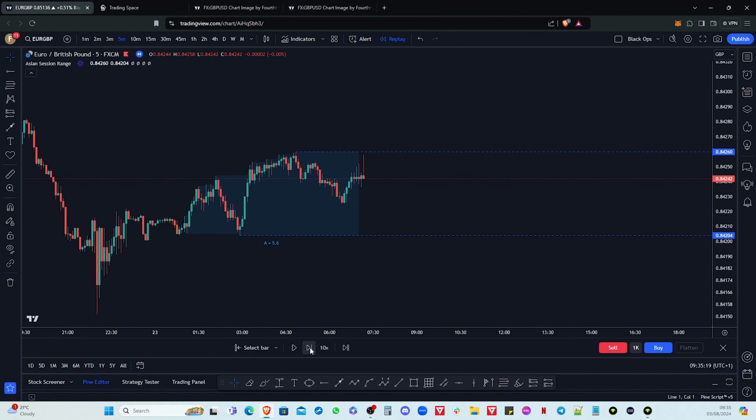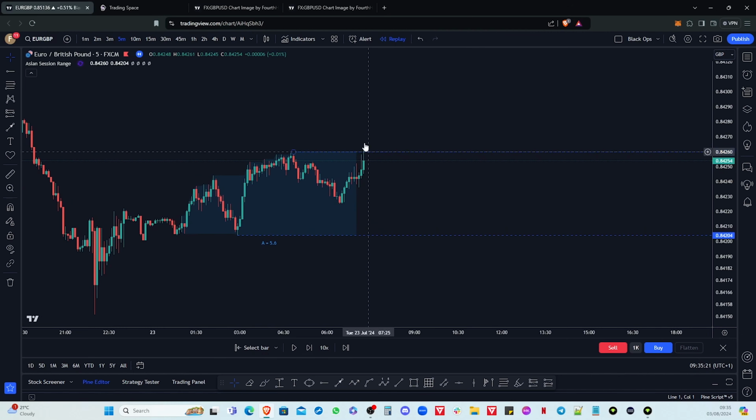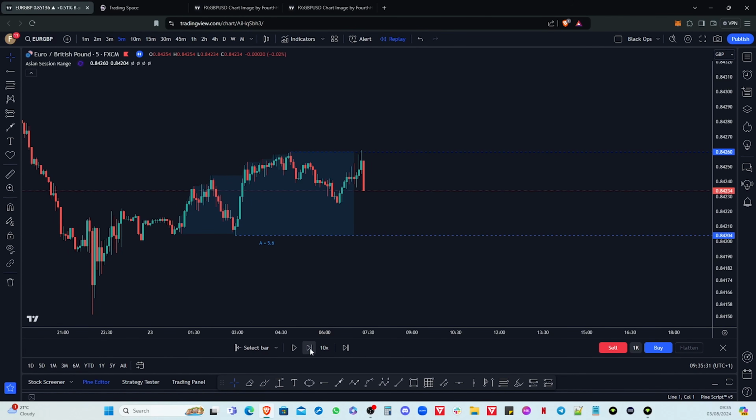So I'll just move price. Straight away we can see price moves up. When price is generally moving into a direction, we'll generally see that high or low being taken out. So we've got the liquidity grab, price is moving away. Now we look for a breaker structure.